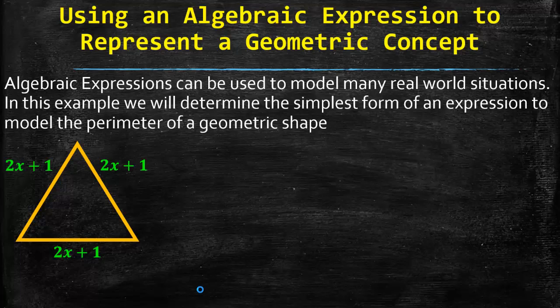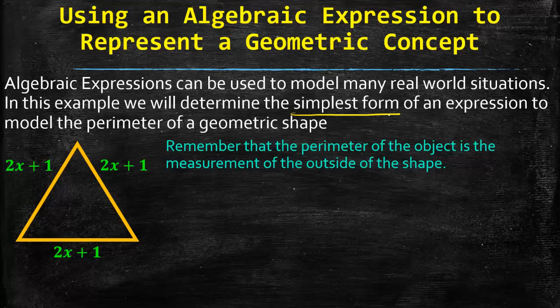You're going to have word problems and all kinds of things that you have to do this with. In this example, we're going to determine the simplest form of an expression to model the perimeter of a geometric shape. When I say simplest form, what I want you to do is combine like terms, get it down to the smallest expression or number or whatever that you possibly can.